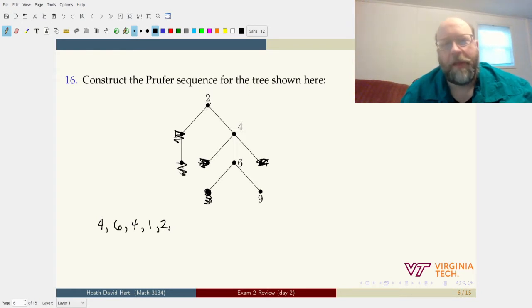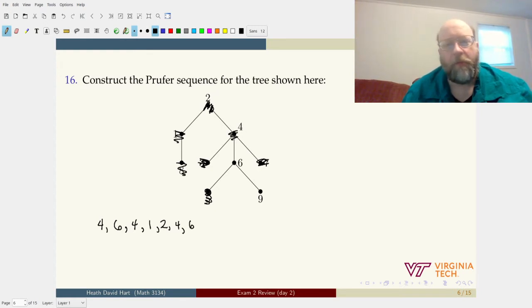I mean, it wasn't originally drawn that way. It was drawn as if it was the root. But after I've deleted all the edges in this way, 2 is now the smallest leaf, and its parent is 4. And now 4, 6, and 9 are connected, and 4 is now a leaf. And 4 is the smallest leaf, and its parent is 6.